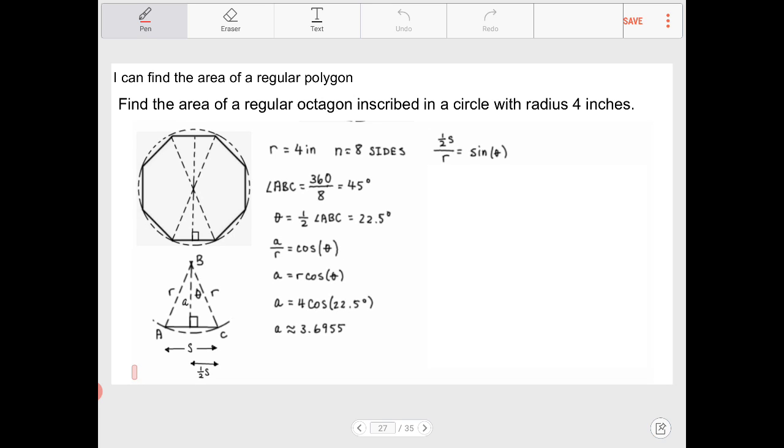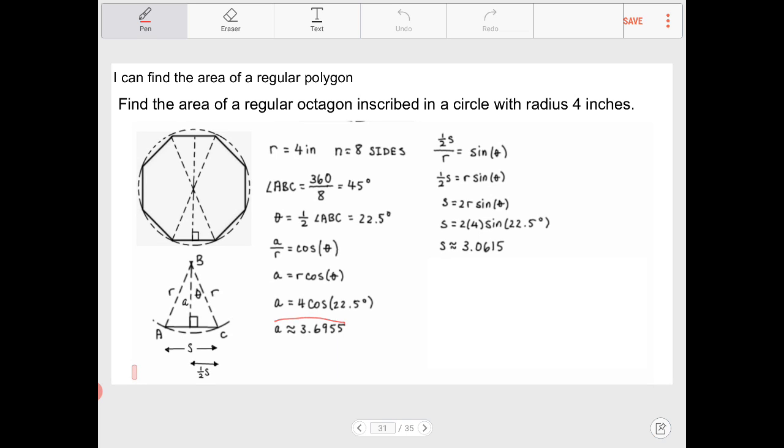So how am I going to do that? I'm going to use more trig. Half s over r, where half s is the opposite side divided by the hypotenuse, is equal to sine of theta. Now I'm going to solve for what s is. I already know that r is equal to 4, and theta, once again, is 22.5. All I have to do is solve for s now. So s is equal to 2 times 4 times sine of 22.5. Therefore, s is approximately 3.0615.